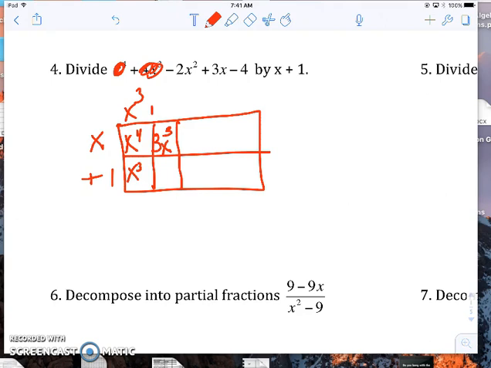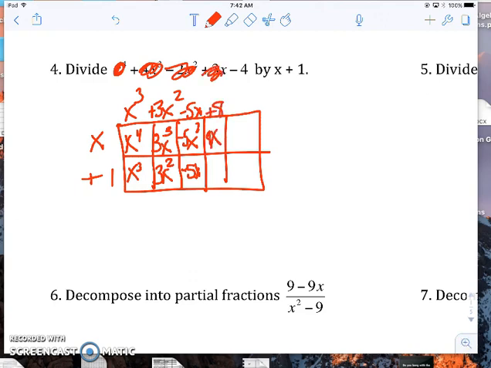So this would be plus 3x squared. So we got another 3x squared here. We need negative 2x squared, so this must be negative 5x squared. So negative 5x times 1, negative 5x. We need a total of 3x, so that has to be 8x.